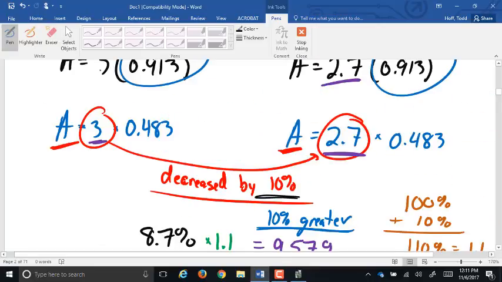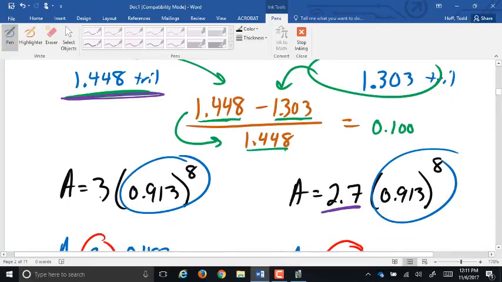I technically probably did this backwards. I should have done the 1.303 minus 1.448, but it still should have been over 1.448. And this would have been a negative number on top. So technically it's a negative 0.1 that we get for the change, but it's a negative 10%.